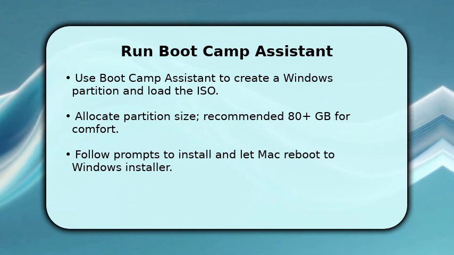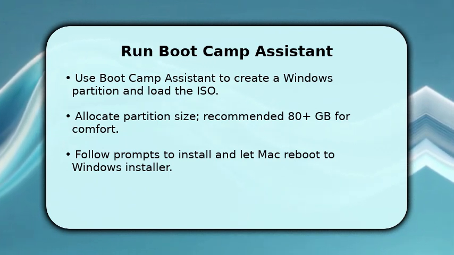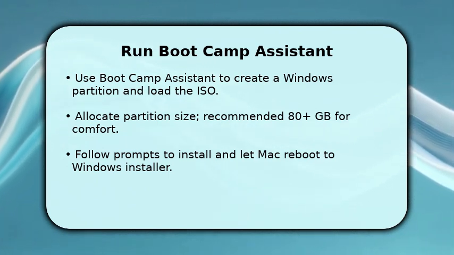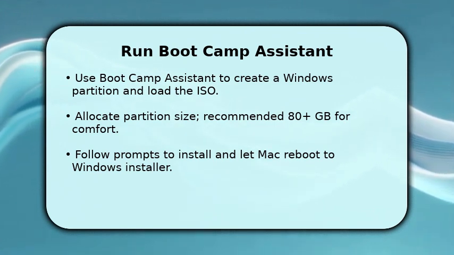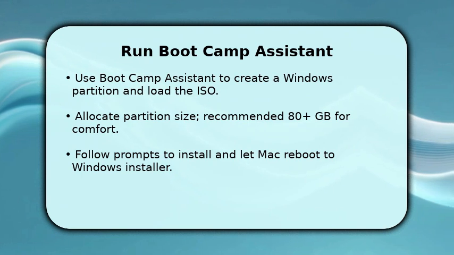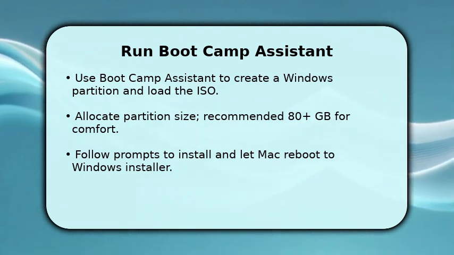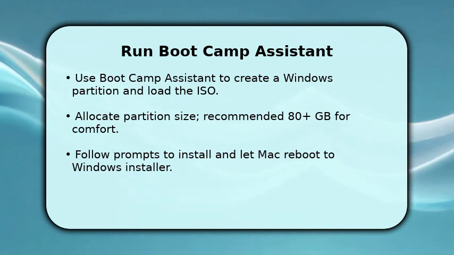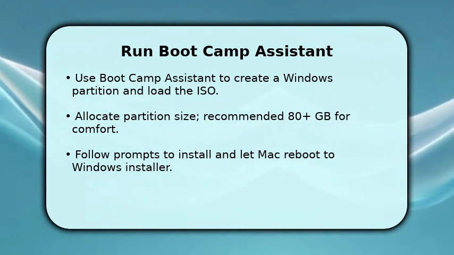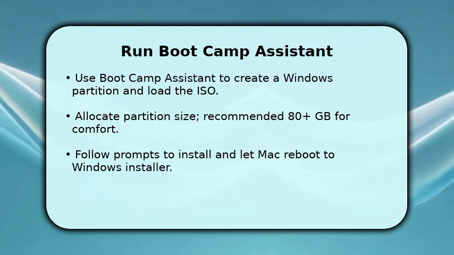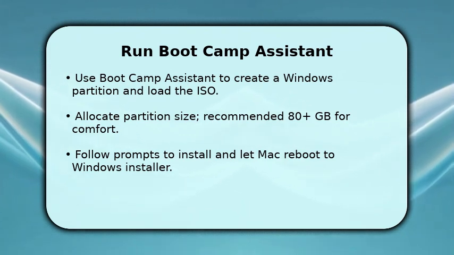Select your ISO file, choose a partition size, aim for 80 gigabytes or more if you will install many apps, and start the process. Bootcamp will copy files and reboot into the Windows installer automatically. When the installer appears, choose the Bootcamp partition formatted as NTFS, then proceed with a normal Windows installation. If Windows asks for drivers, Bootcamp will supply them after first Windows login.